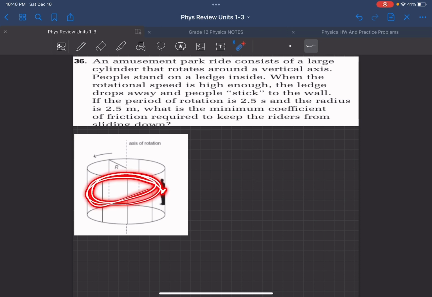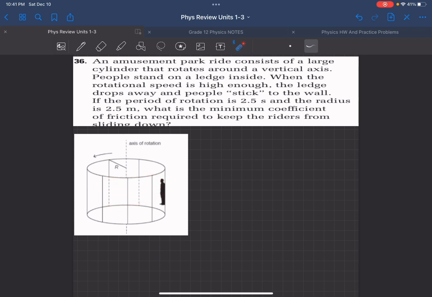He is literally stuck to the wall. He can't go up, he can't go down, and he can't go this way. So the period of rotation is 2.5 seconds, and the radius is 2.5 meters. So this is 2.5 meters, and it takes 2.5 seconds for one cycle to complete.